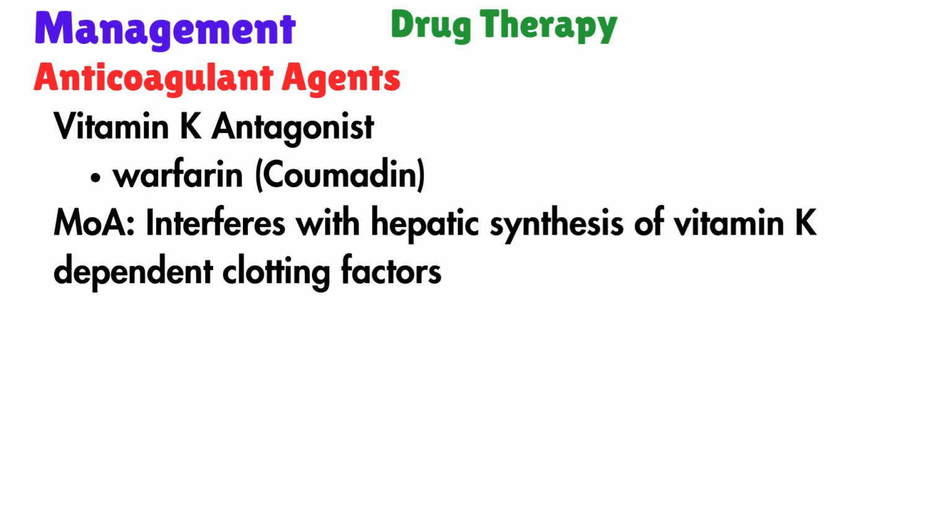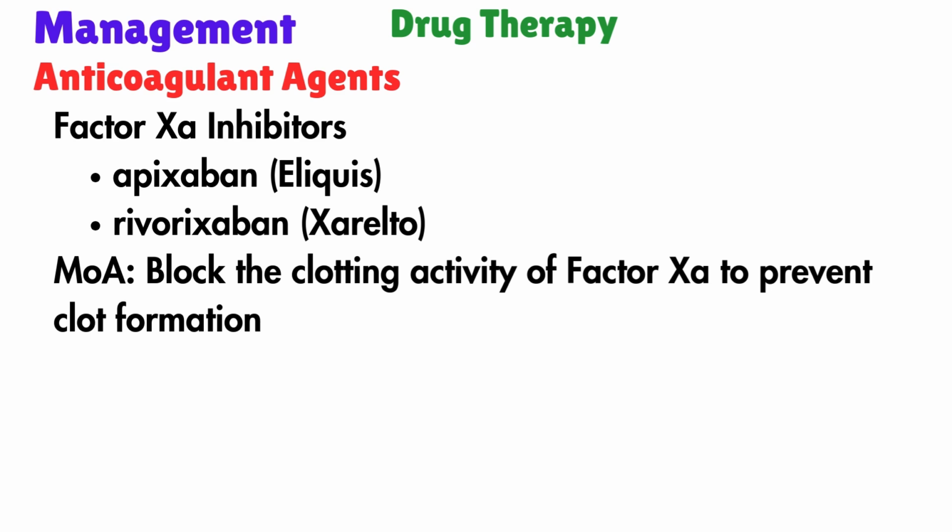Next is vitamin K antagonist. Example is warfarin. It interferes with the hepatic synthesis of vitamin K dependent clotting factors. Next drug is factor Xa inhibitors. Examples are apixaban, rivaroxaban. It blocks the clotting activity of factor Xa to prevent clot formation.